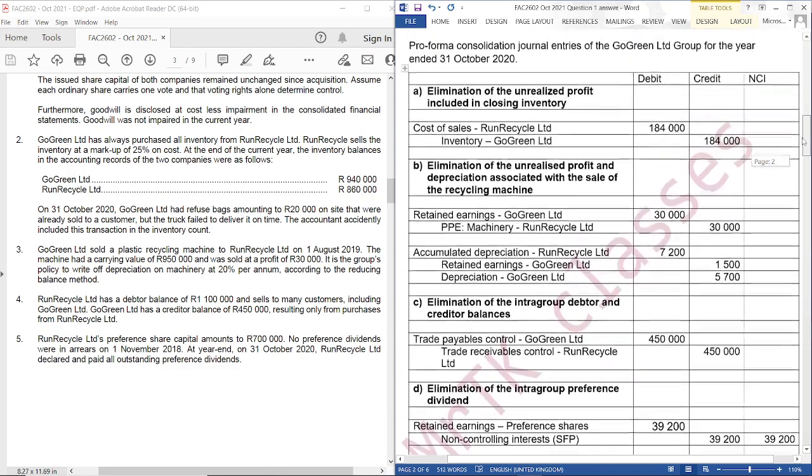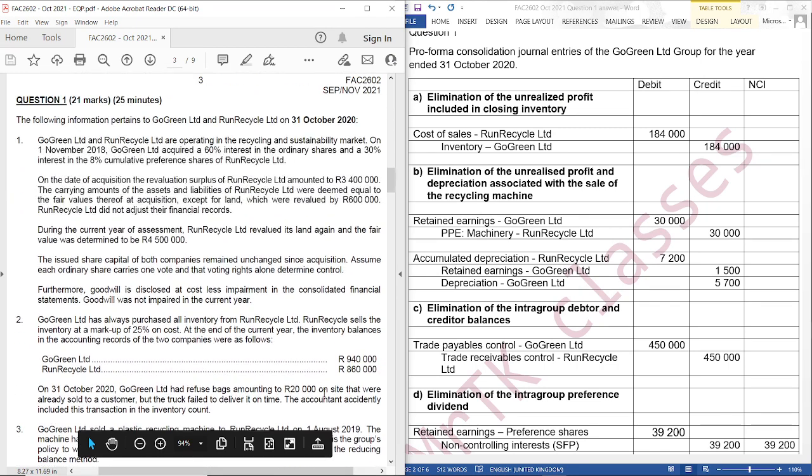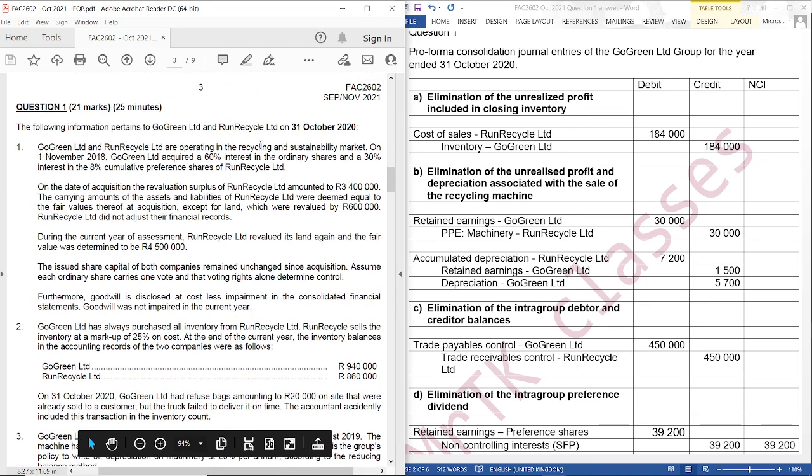Okay, so this is what we were required to do in this question, which is question 1 from the FAC2602 September or November 2021 UNISA question paper.